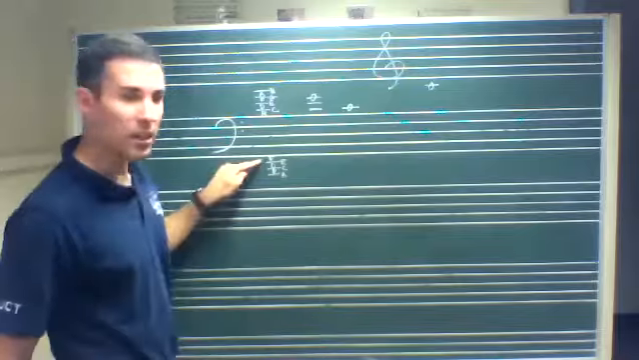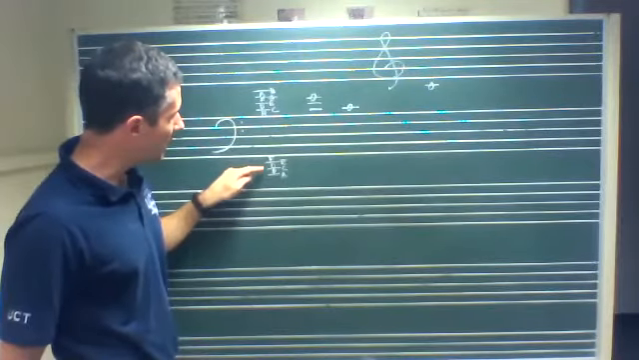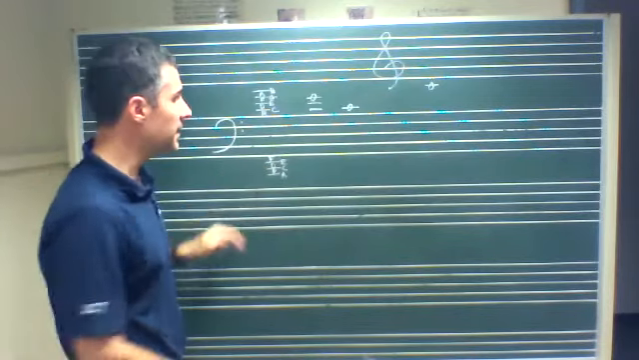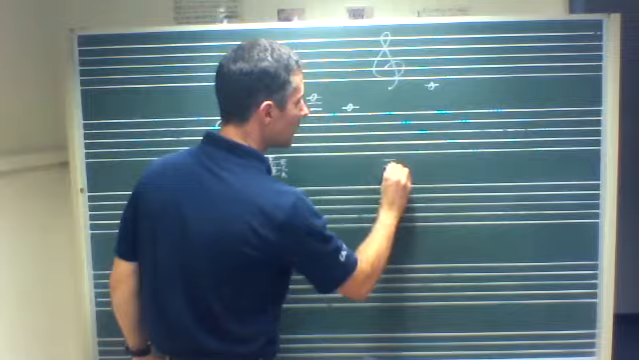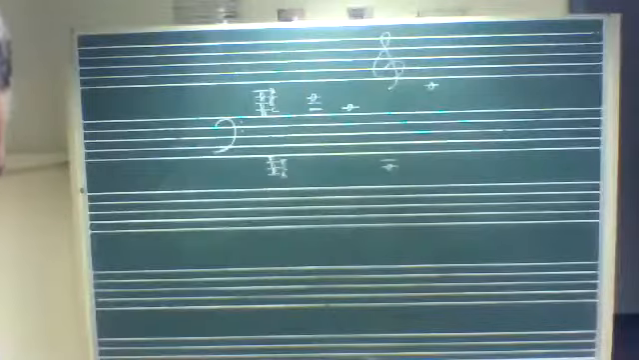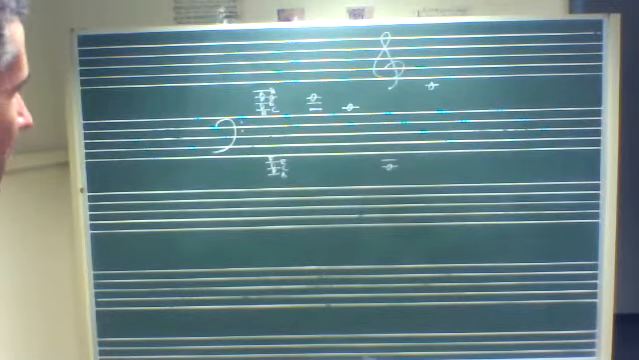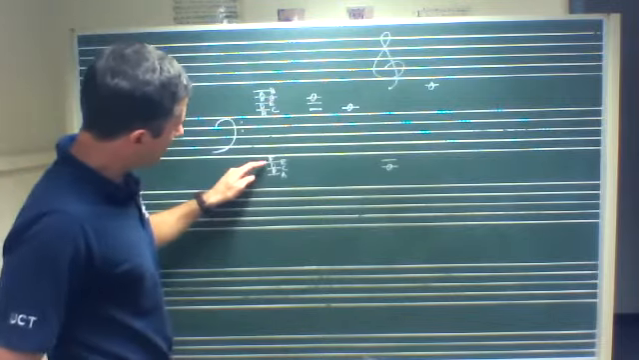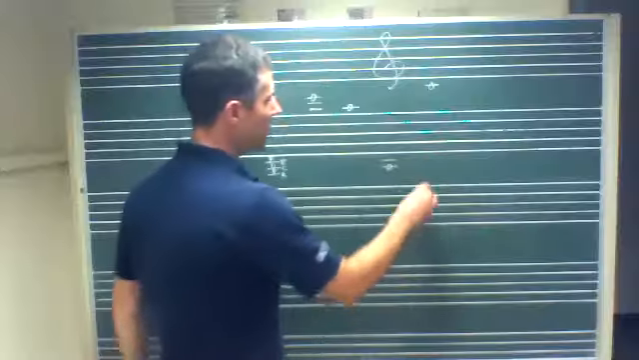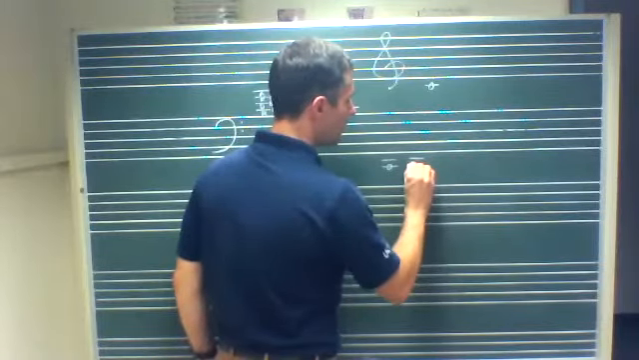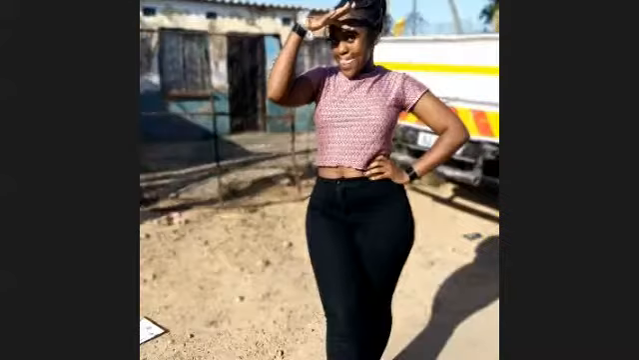Now, the next question was C below the stave. If I look at my picture, the first line is E, the second line is C. So I write 1, 2 lines is C. The next one was A below the stave. This one is E, C, A. So it's got 3 lines. 1, 2, 3. It's A.